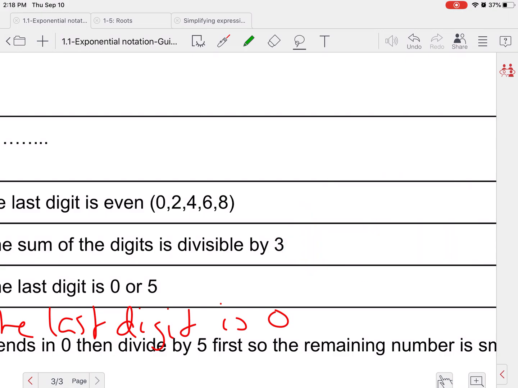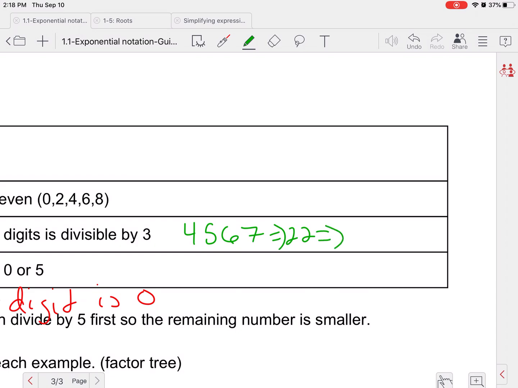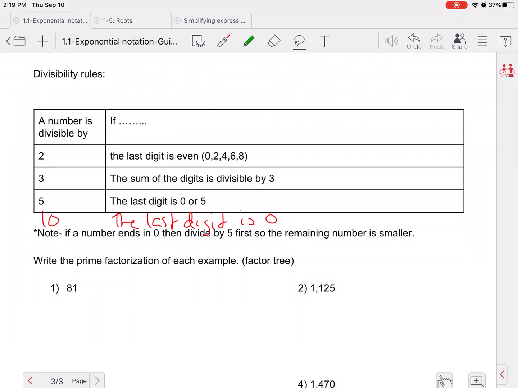If we had the number 4,567, so 4 plus 5 is 9, and 6 plus 7 is 13, and 9 plus 13 is going to be 22. So 22 is not divisible by 3. If I wasn't sure, I could add these digits again together. So 2 plus 2 is 4, and 3 definitely doesn't evenly go into 4. So I know it doesn't go into 22 or 4,567. So if you want to know if a number is divisible by 3, all you have to do is add up the digits. Okay, and if the digits that add up is divisible by 3, it works out.